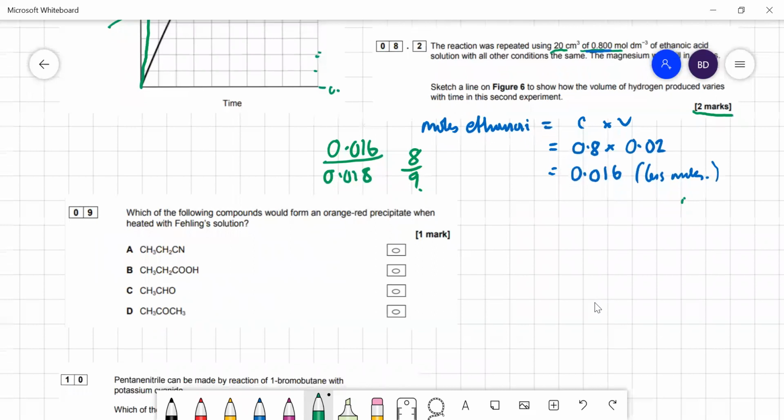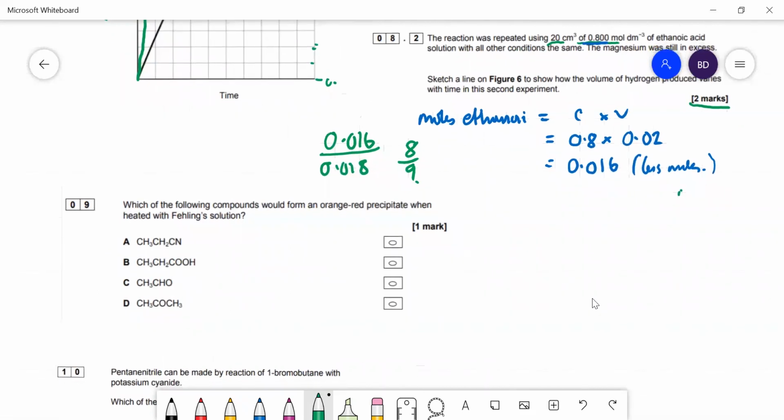Which of the following compounds would form a red precipitate with Fehling's? Okay, so it's aldehydes, and of course this is the way you write an aldehyde on one line, CHO. So it's that. That's the only one. This one is a ketone, so that won't work. That's a carboxylic acid, and that's a nitrile. So it's B.